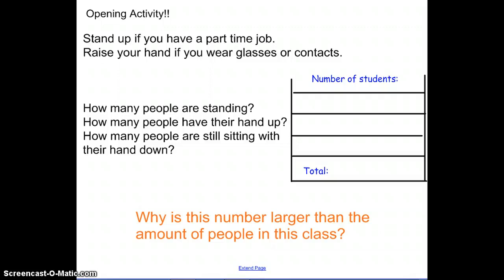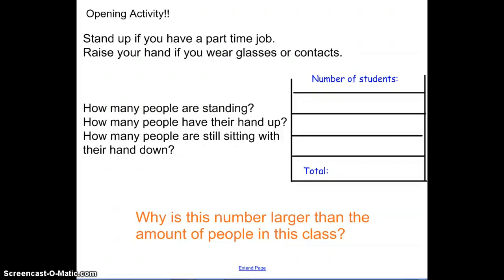Who here has a part-time job? Stand up if you have a part-time job. And I actually mean stand up, so go ahead and stand up. Now, who here has contacts or glasses? Raise your hand if you have contacts or glasses.